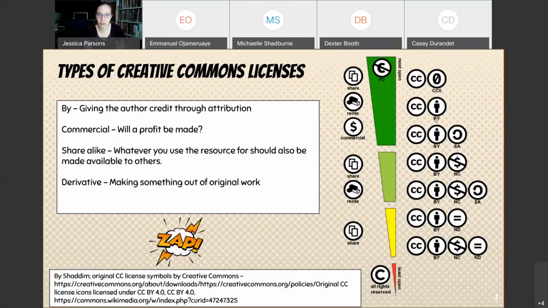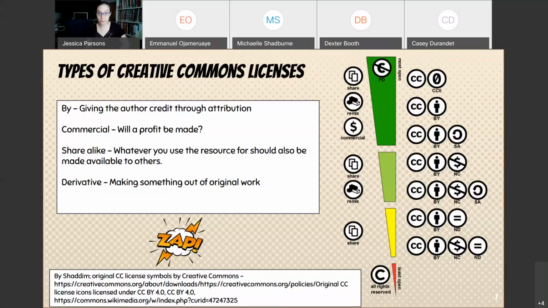The next level of restriction is Creative Commons BY, which means that we have to add that attribution or that citation, and share alike. Share alike simply means that whatever we use the resource for should also be made available to others. So for example, if I am going to take that resource that Rayon created, and add some more stuff to it, and make it even better, I'm going to cite Rayon, but I'm also going to make it available to all of you for you to in turn take what I've created and make it better.